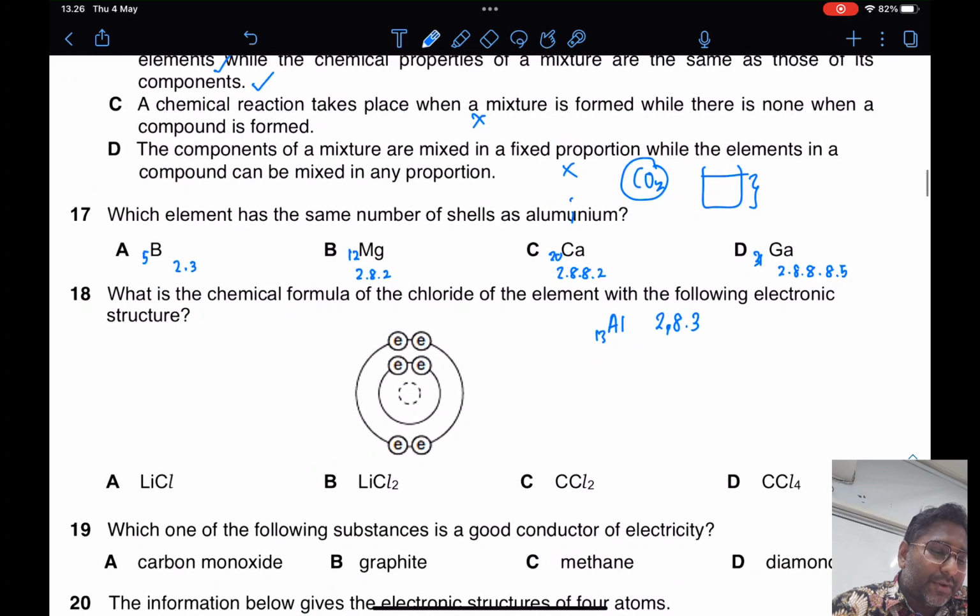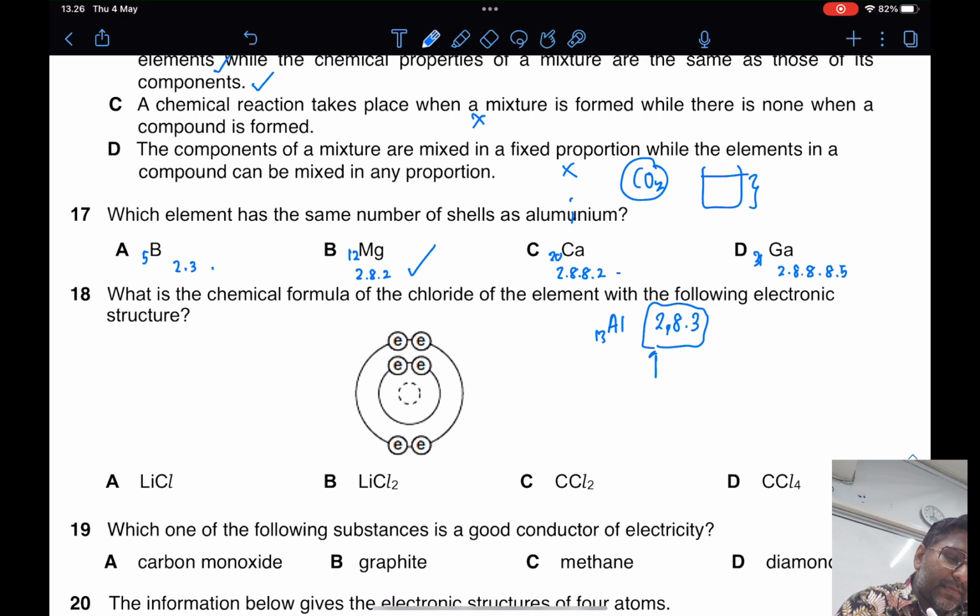Now if you're looking for the number of shells, easily it's going to be 3 shells. If you look here, 3 shells, this one 2 shells, 4 shells. We look at the shells from here. So B will be the answer.